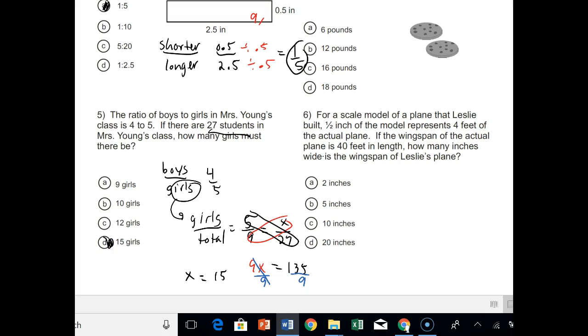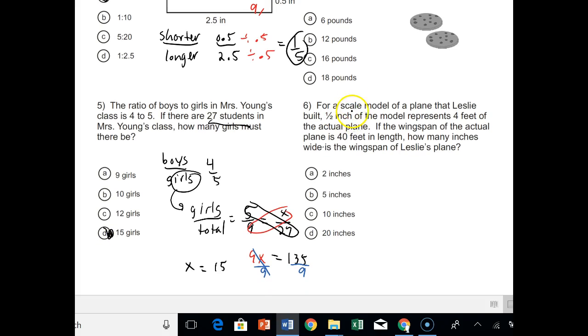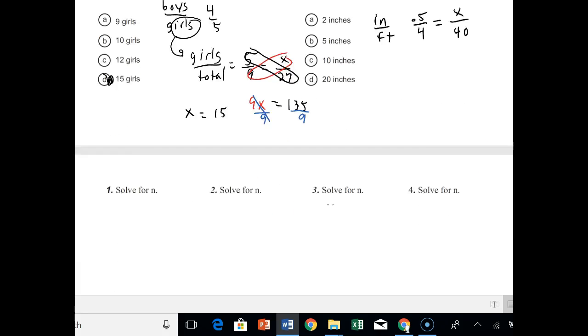All right. Let's look at 6 real quick. It's for a scale model of a plane, Leslie built a 1/2 inch of the model to represent 4 feet. So you're comparing inches and feet. That's important to know. So you got 0.5 inches for 4 feet. If the wingspan of the actual plane is 40 feet, how many inches wide is it? So equals 40 feet, right, over x. So you guys need to solve that.